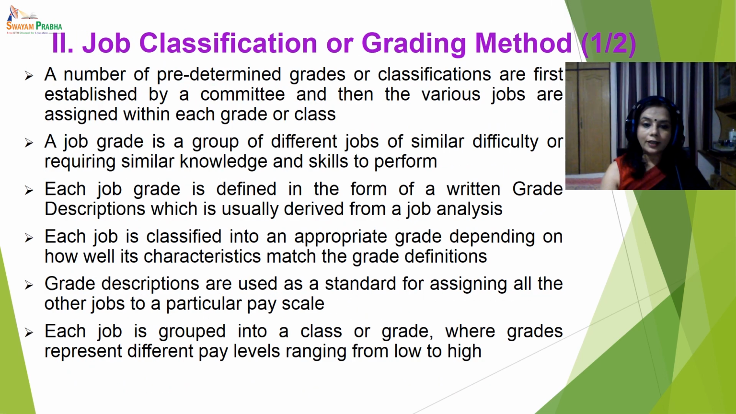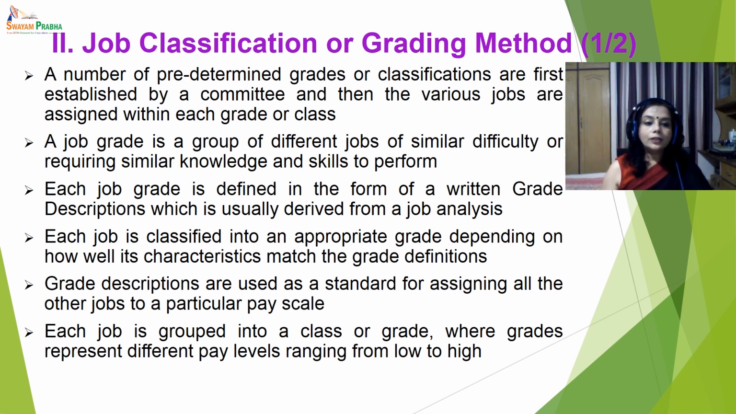The next method is job classification or grading method. This is again a non-quantitative method. In this method, a number of predetermined grades or classifications are first established by a committee, and then the various jobs are assigned within each grade or class. So you first derive a grade structure, grade 1 job, grade 2 job, and you describe each one of them, and then any job can be picked up and it can be fitted in any of these grades depending upon the similarity of characteristics of that job with a particular grade class.